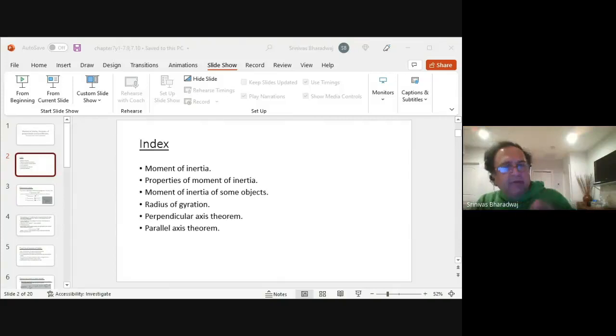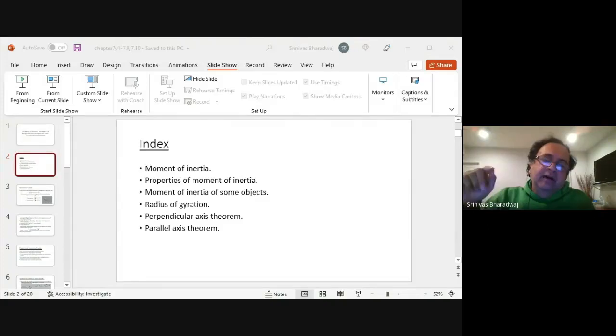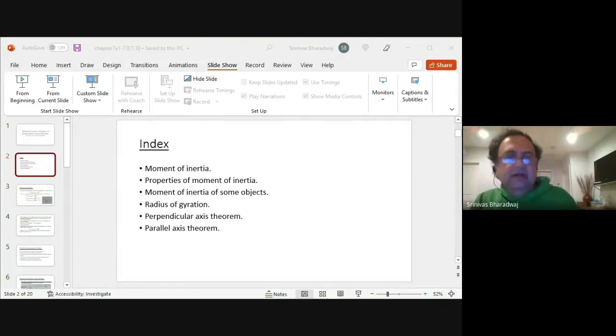If you have a ring like that and an axis like that, all the r's about the axis are constant. Therefore in sigma mi ri square, the r square will come out, and you just have r square times sigma mi. Sigma mi is capital M, the mass of the ring itself. Very simple for a circular ring.